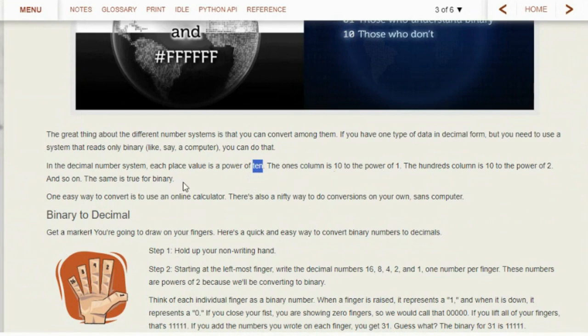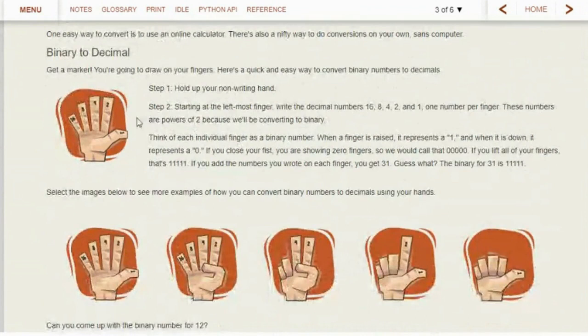The same is true for binary. One easy way to convert is to use an online calculator, but you can find lots of calculators to convert from decimal to binary, decimal to hexadecimal, binary to hexadecimal, all kinds of stuff. There's also a nifty way to do conversions on your own without the computer. So it says, all right, get a marker, you're going to draw on your fingers. Okay, you don't have to draw on your fingers, but here's a little fun way to do this. All right, so hold up your non-writing hand. If you're right-handed, you hold up the other hand.